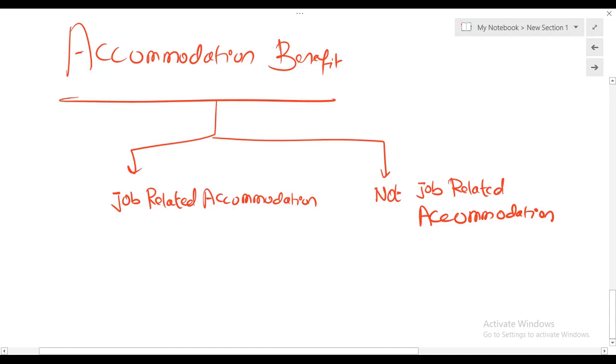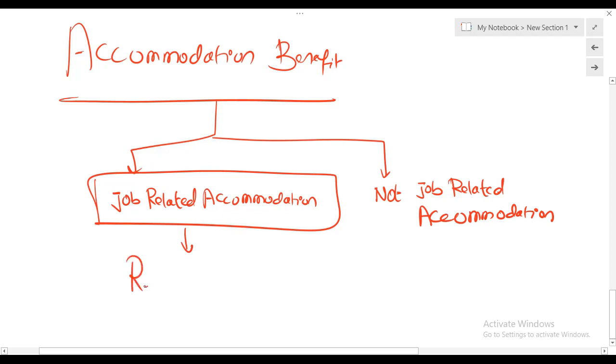Question, sir, what do you mean by job-related accommodation? Actually, job-related accommodation means the accommodation where you have to live in order to provide the services, in order to perform the job. Otherwise, you cannot perform your job. Example, let's say you are supposed to give security to the chief minister's house. Obviously you have to live over there. So in case of job-related accommodation, rent benefit is exempt.